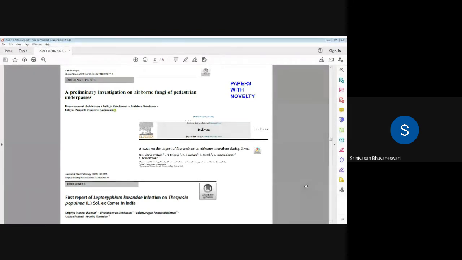Now, by 2019, 2020 and 2021, a few of the editors are asking for novelty in the paper. So what we thought, this is nothing, just a small modification on your paper. Just think, a preliminary investigation on airborne fungi of pedestrian underpasses. See, India is a beautiful country where you can see pedestrian underpasses, whereas in most other countries, pedestrian underpasses are not similar to ours. Maybe in Singapore, and in the US, they can have overbridges and many different things. So this is unique in nature.